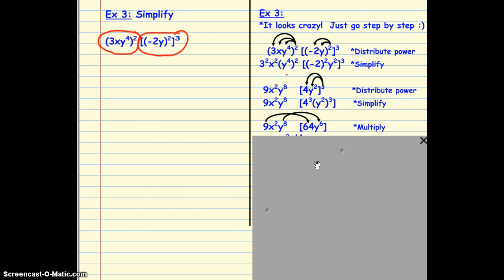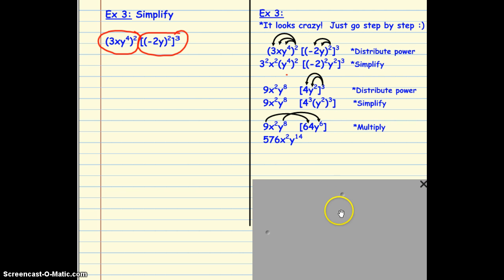All right, at this point we are now ready. We are simplified as much as we can with each part separately. Now we're going to combine them together. So right now it says 9x squared y to the 8th times 64y to the 6th. So we are going to go ahead and multiply. So just like we did in example 1, we're going to multiply our whole numbers, and 9 times 64 is 576. Our x squared, we don't have any x squareds over here, so we're just going to bring that along. And then y to the 8th times y to the 6th, we get to add those exponents together because they have the same base, and we get y to the 14th power. Okay? Step by step by step, we can take care of it.